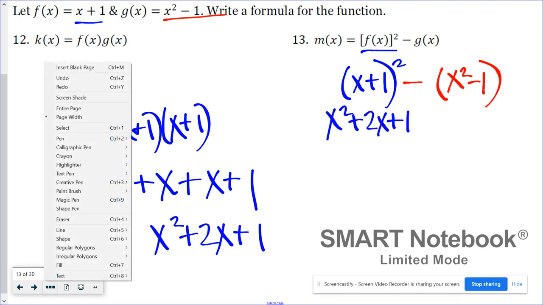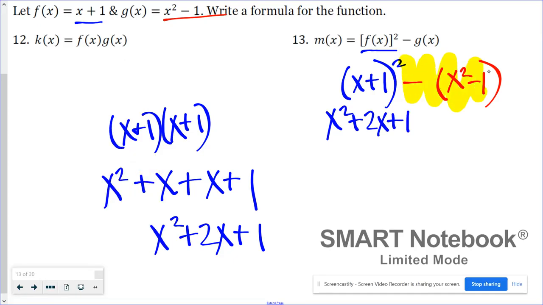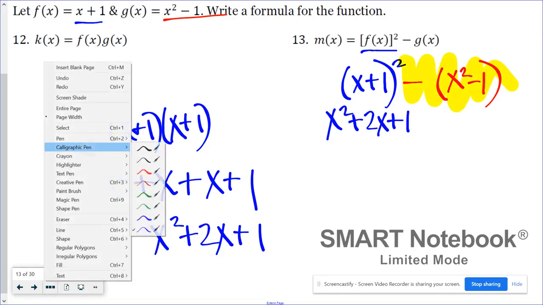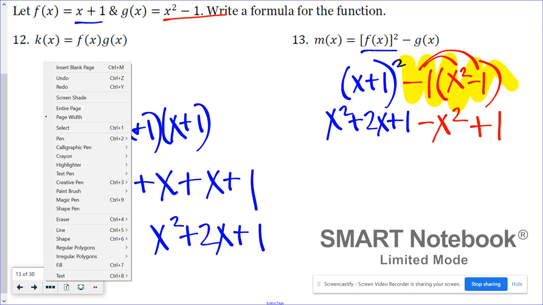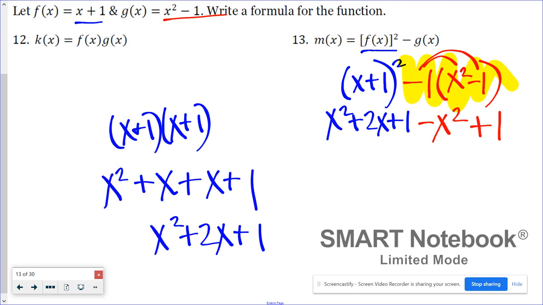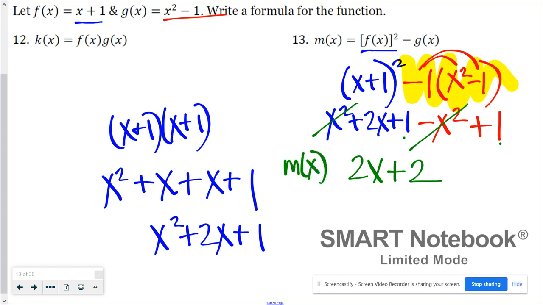Now for the stuff that I have in red, what I would do is distribute a negative 1 here. Okay, think of it as negative 1 times x squared minus 1. So we once again are taking care of that subtraction. So negative 1 times x squared is negative x squared, and negative 1 times negative 1 is positive 1. And then it's just a matter of combining like terms, simplifying, writing it in standard form. The x squares cancel out. There's only the x term of 2x, and then 1 plus 1 is 2. So 2x plus 2 is my new function m of x.